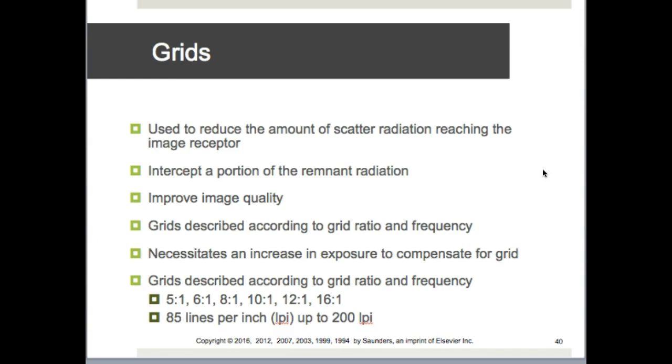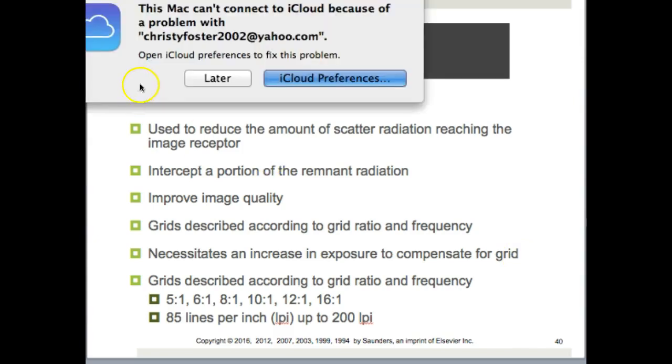Interception of part of the remnant radiation improves image quality. Grids absorb according to the grid ratio and the frequency. So you have to change your technique when you're using a grid because it's going to absorb some of the density. You usually have to compensate for that.